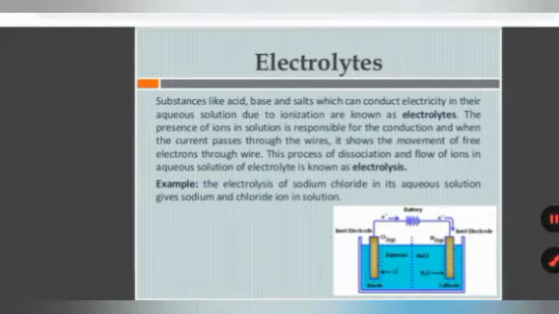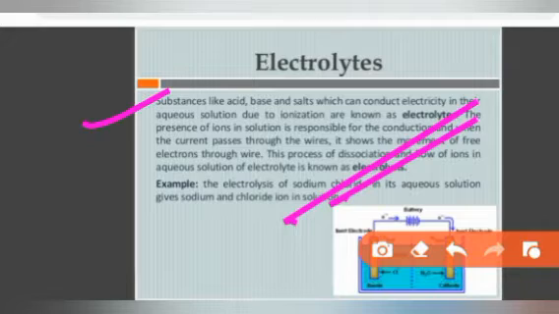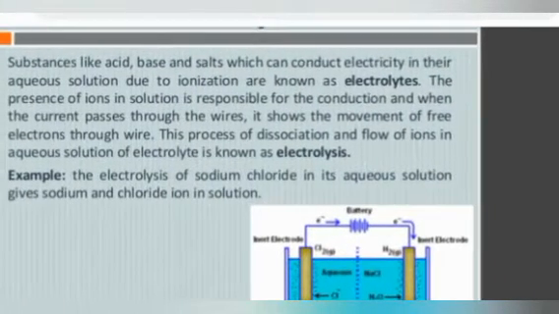So what is an electrolyte? This is the first question, dear students. Electrolytes are substances like acids, bases and salts which can conduct electricity in their aqueous solution due to ionization. Very simple. The presence of ions in solution is responsible for the conduction, and when the current passes through the wire, it shows the movement of free electrons through the wire. This process of dissociation and flow of electrons in the aqueous solution of an electrolyte is called electrolysis.